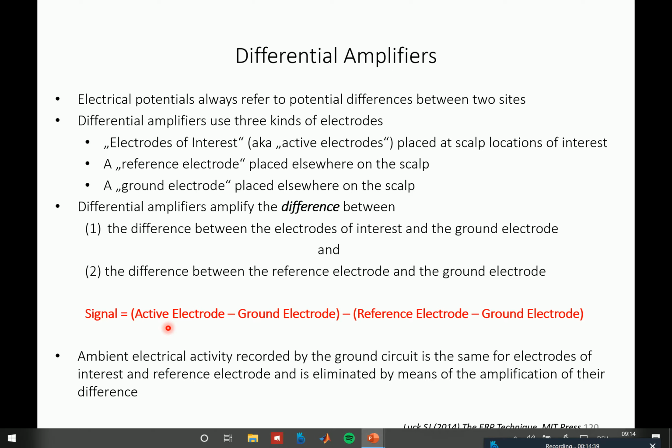So the idea is that this ambient electrical activity recorded by the ground circuit, which basically acts as an antenna for electrical activity that might be due to computers in the area, or I don't know, elevators that go on or whatever, is picked up by the ground circuit and then subtracted from both the active electrode and the reference electrode, and the remaining difference between the active electrode and the reference electrode is amplified.